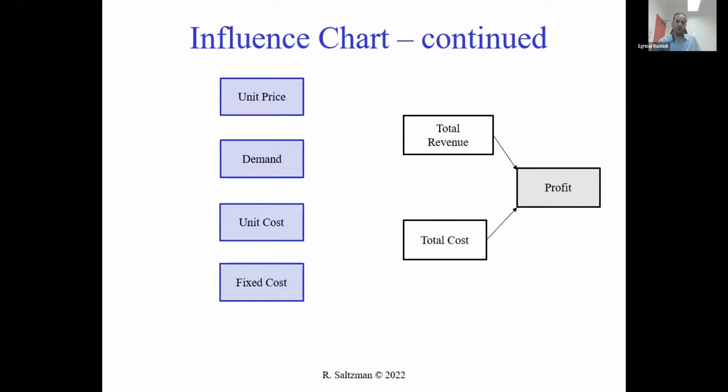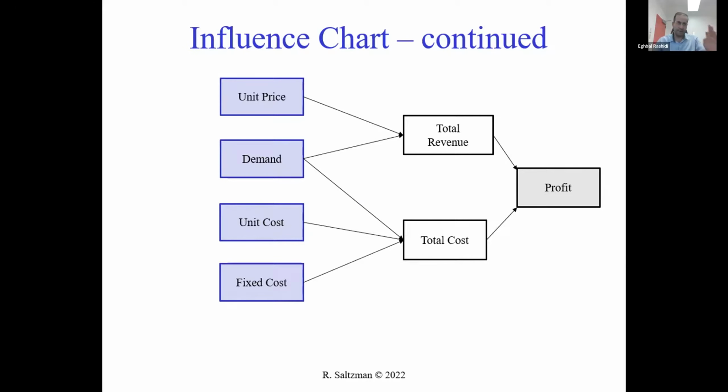So these four factors are going to impact these two other factors, like this. Unit price and demand is going to impact the total revenue. The demand, the unit cost, and the fixed cost is going to impact the total cost. Right? So it looks like we have figured out all the relationships here. So now we are ready to go to a spreadsheet and model this.